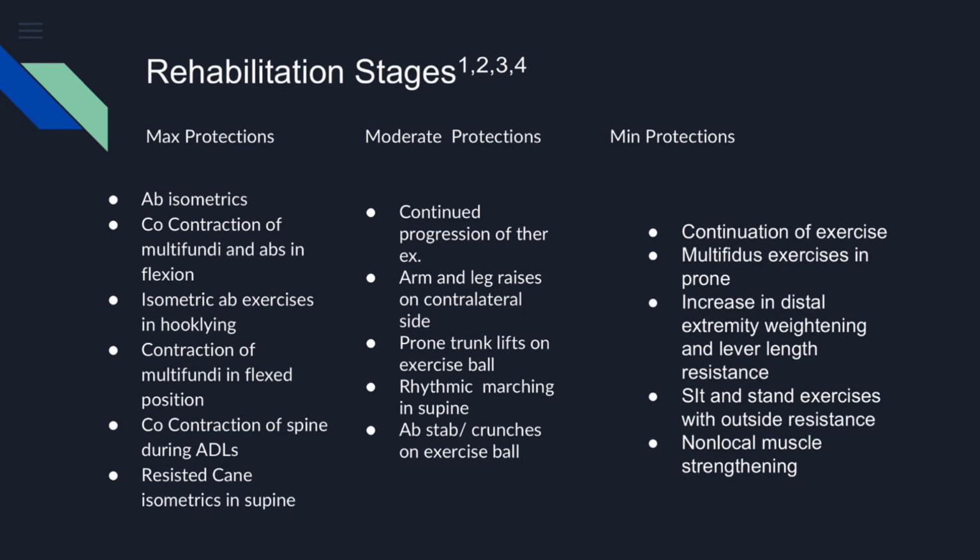In the moderate stage, we continue to progress. We do arm and leg raises on the contralateral side, prone trunk lifts on the exercise ball, and abs and crunches to build up the core. Then in min protection, that's when our patients get to the point where they can do a lot more than in max and moderate. We continue to exercise but progress by making it harder, with some restriction exercises, increased distal extremity weightlifting and lever length resistance, standing exercises without outside resistance, and non-local muscle strengthening exercises.